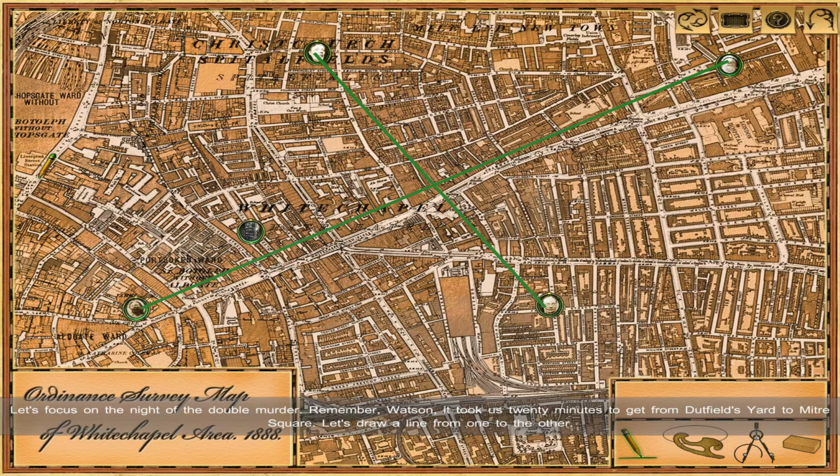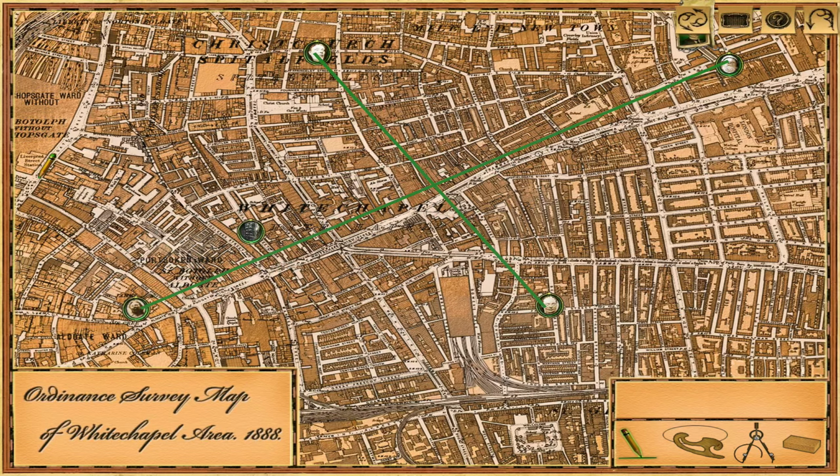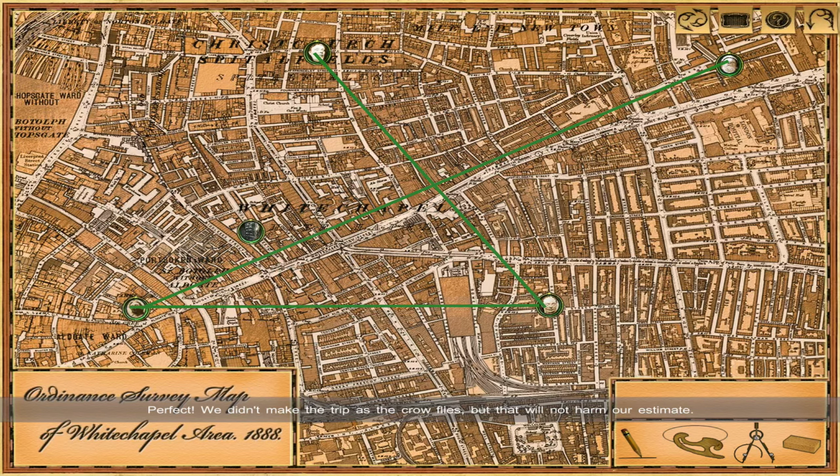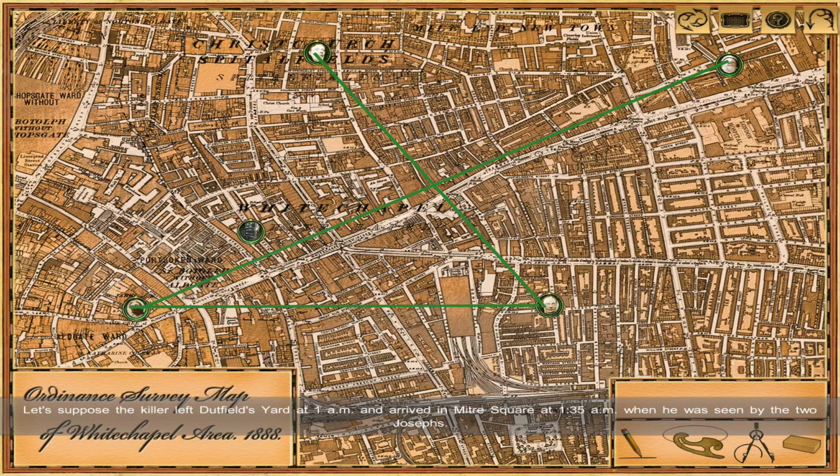Let's focus on the night of the double murder. Remember, Watson, it took us 20 minutes to get from Dutfield's Yard to Mitre Square. Let's draw a line from one to the other. Perfect. We didn't make the trip as the crow flies, but that would not harm our estimate. Let's suppose the killer left Dutfield's Yard at 1 a.m. and arrived in Mitre Square at 1:35 a.m. when he was seen by the two Josephs.